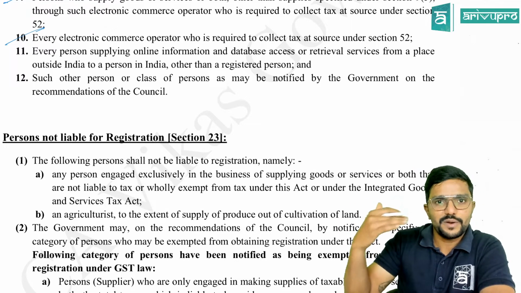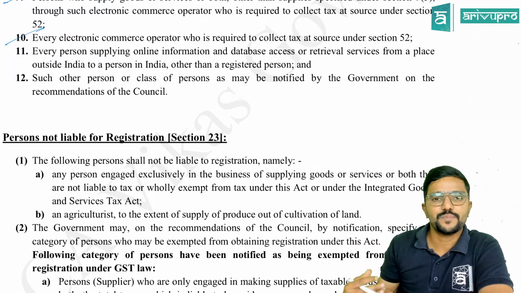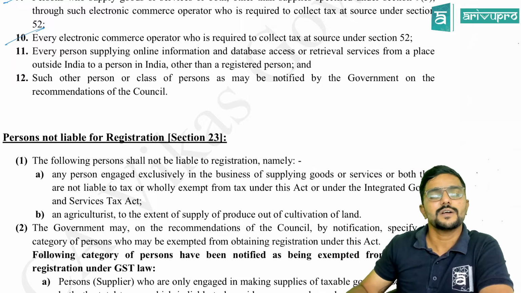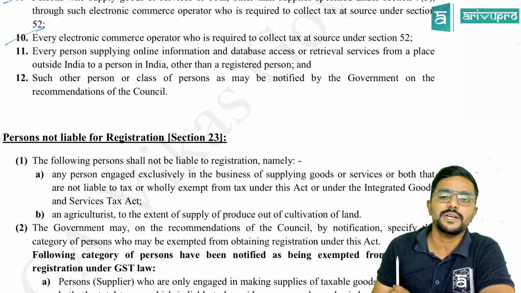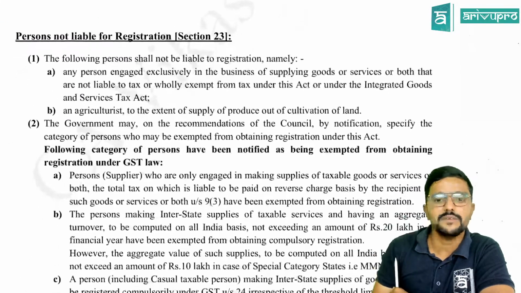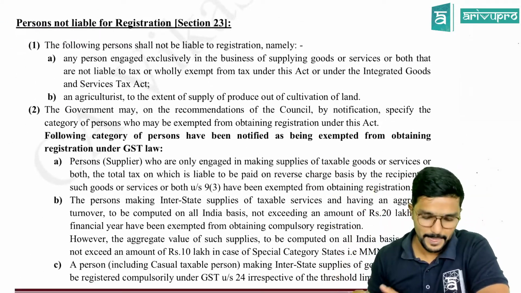I have actually first covered 24 and then we are covering 23 because 22 and 24 talk about who should get registered. That is why I have covered one after the other. Now we would be covering 23. 23 will tell who should not get registered.